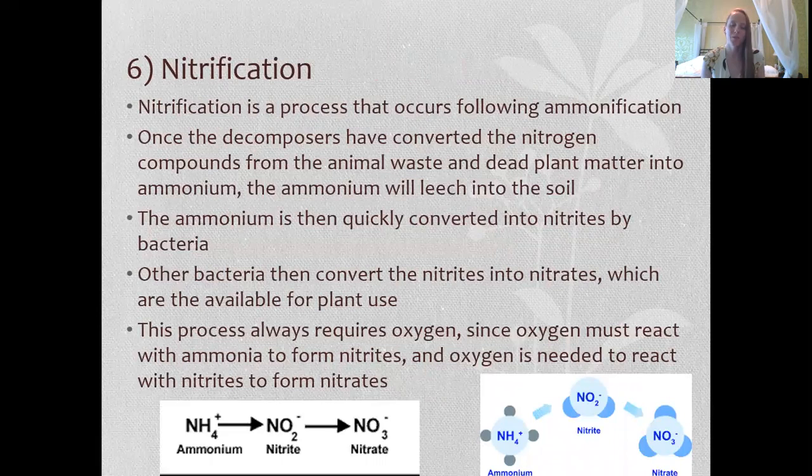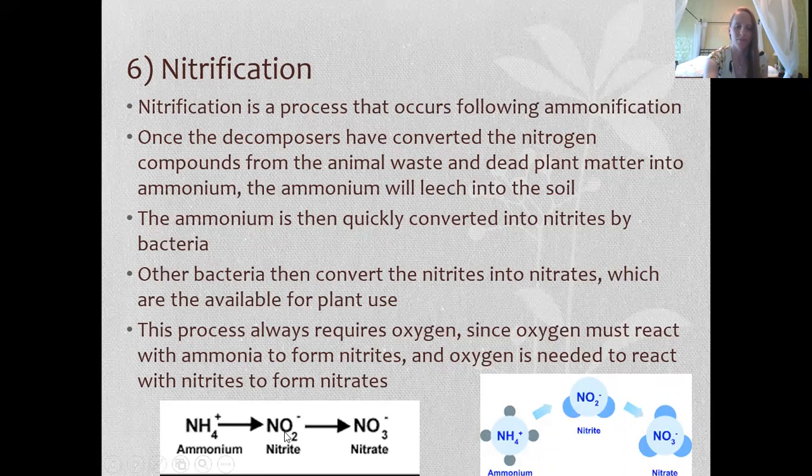And then the final process is nitrification. This process always follows ammonification. And essentially what's happening is that the ammonia or ammonium in the soil gets converted into nitrites, and then those nitrites get converted into nitrates. Those nitrates can then either be released back into the atmosphere as nitrogen gas by denitrifying bacteria, or can be assimilated back into plants.